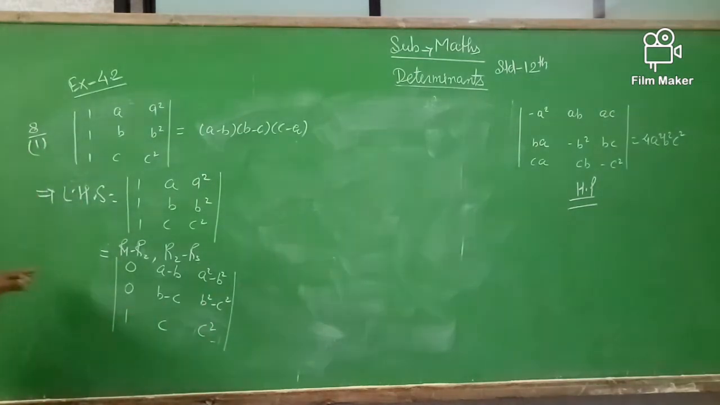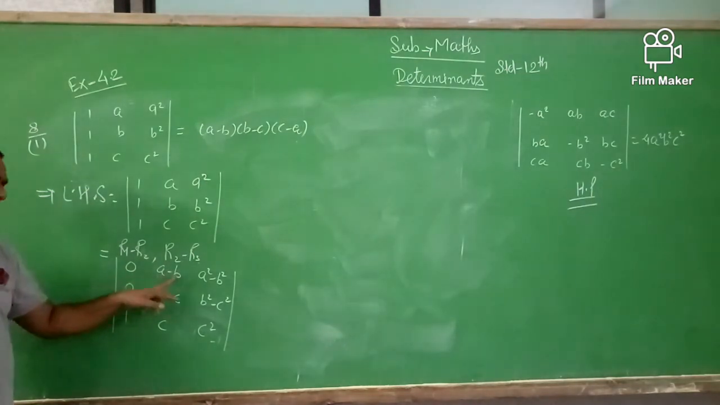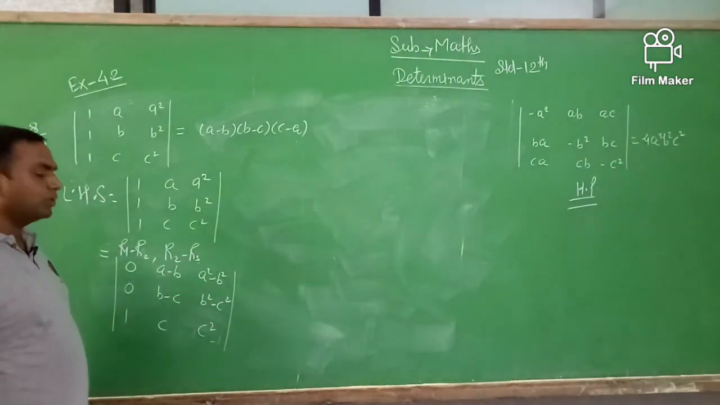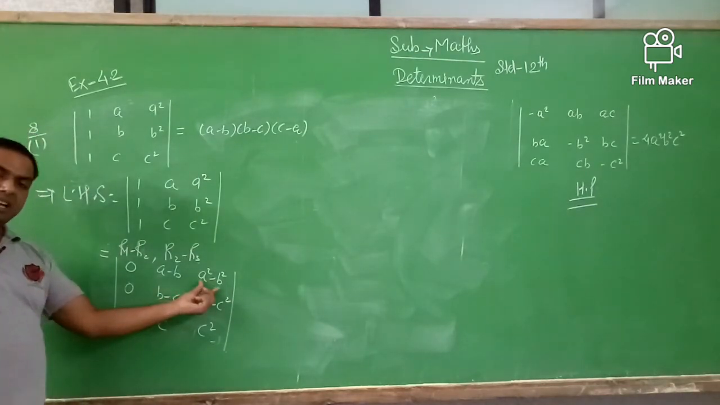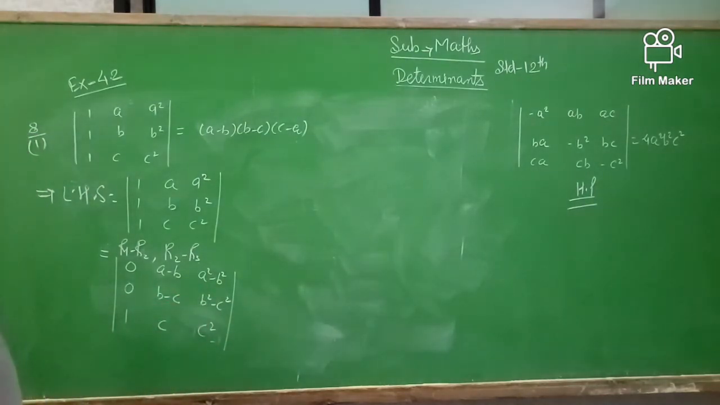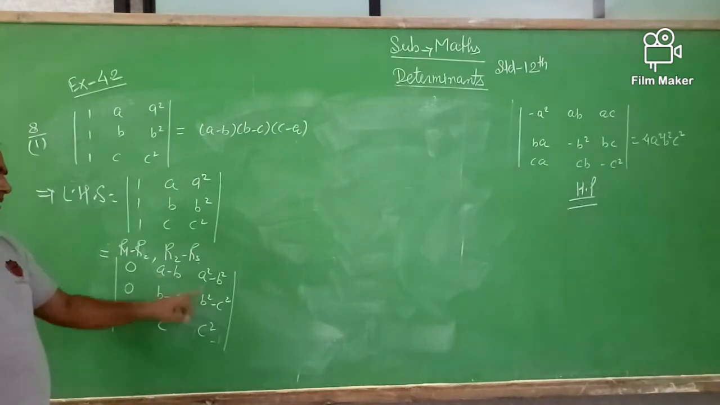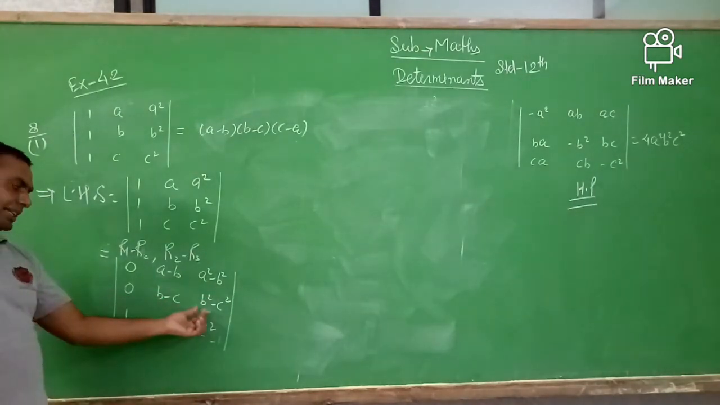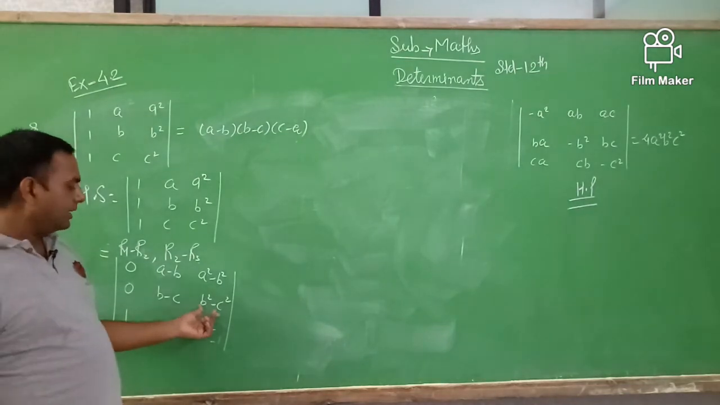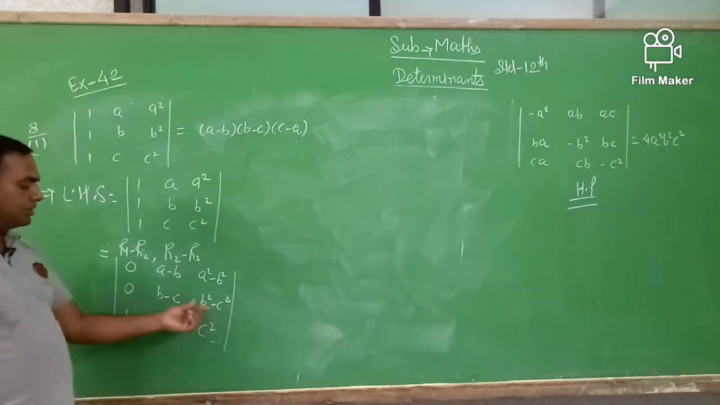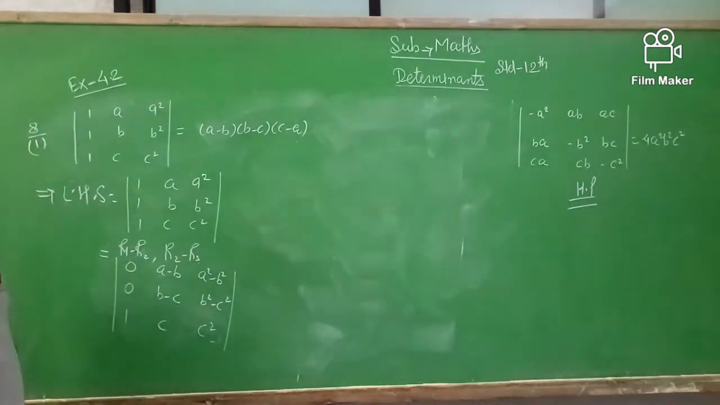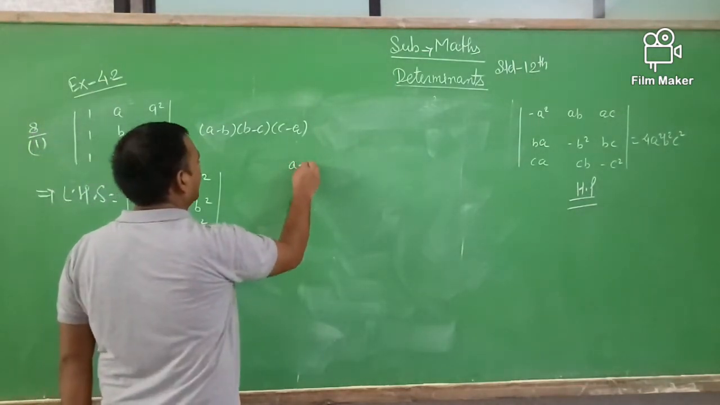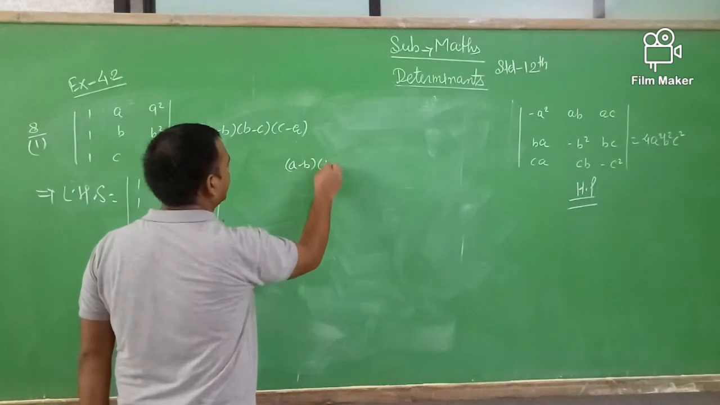Here in the first row you can see a minus b, and there is a square minus b square. A square minus b square means one bracket a minus b, another bracket a plus b. So you can take a minus b as common, remaining a plus b. Similarly in the second row it is b square minus c square, so you take b minus c as common, and here the remaining is b plus c.